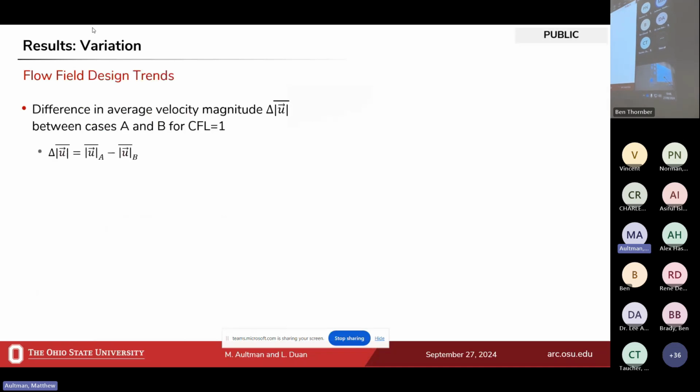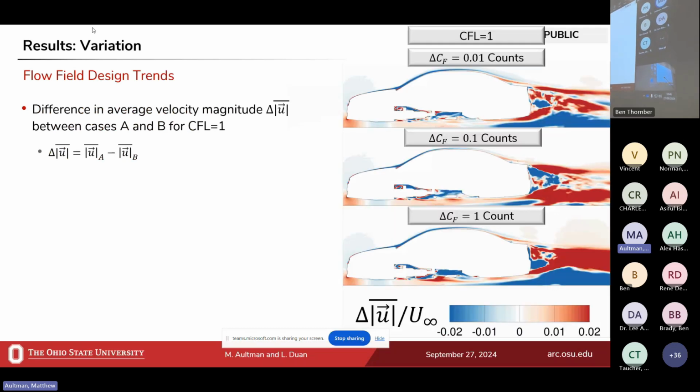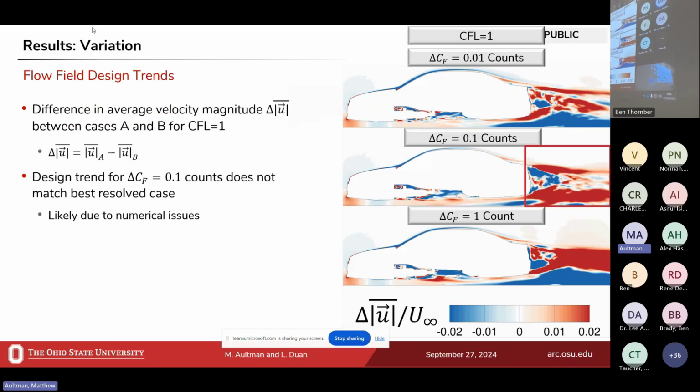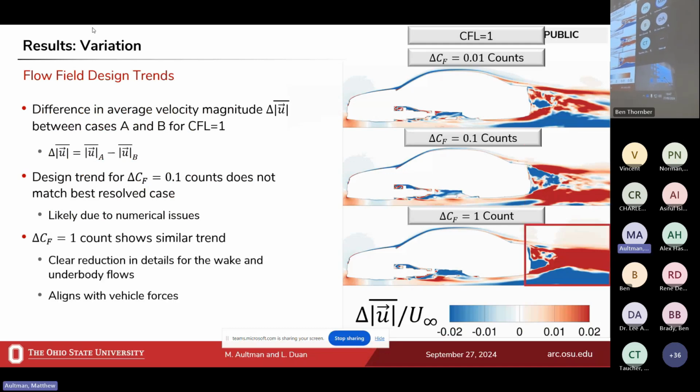Now, when we go through and take the design trends, in this case, again, taking the difference between case 2A and 2B for CFL equals 1 and looking at our different convergence criteria, we see the design trend for delta CF equals 0.1 counts doesn't match our best resolved case up top. Again, I want to bring up that's likely due to that numerical issue we saw before. But if we go through and look at delta CF equals 1, we do see a similar design trend.